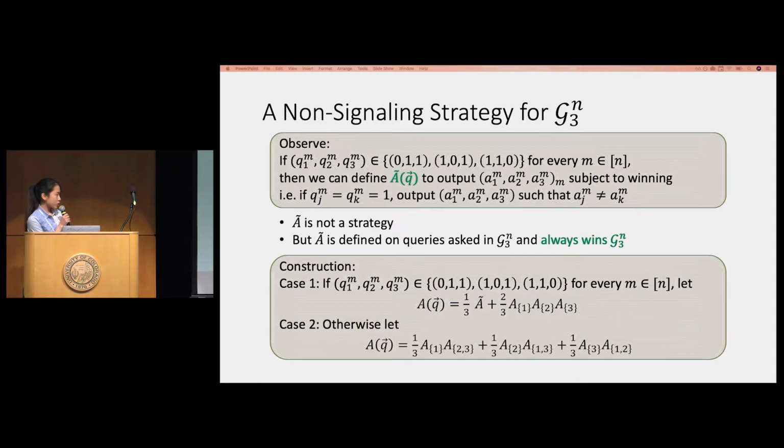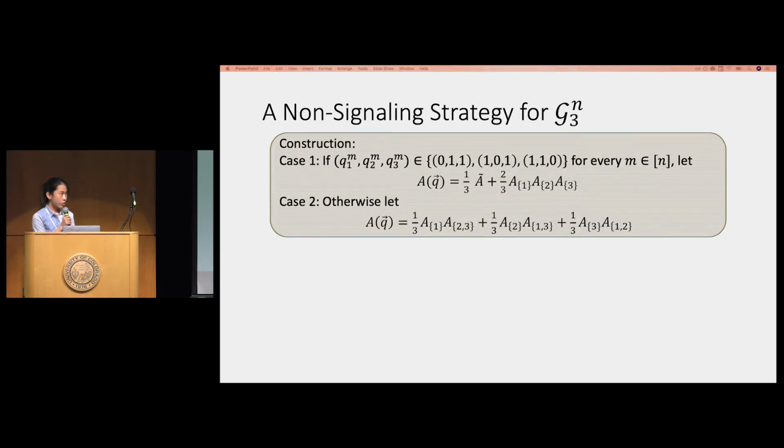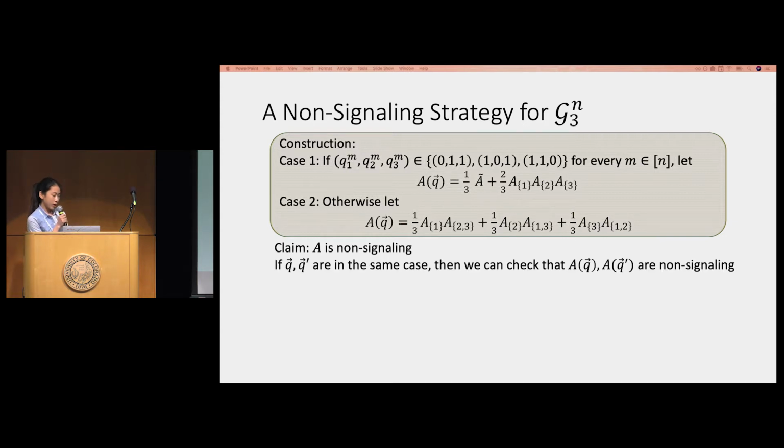Now, the second case is otherwise we're going to let our answer distribution simply be uniform across a combination of the size 1 and size 2 marginals. So this is our strategy for the n-fold repetition. And our first claim is that this strategy is non-signaling. If we have 2 queries, Q and Q prime, which are in the same case, it's not that hard to just verify that the answers are non-signaling.